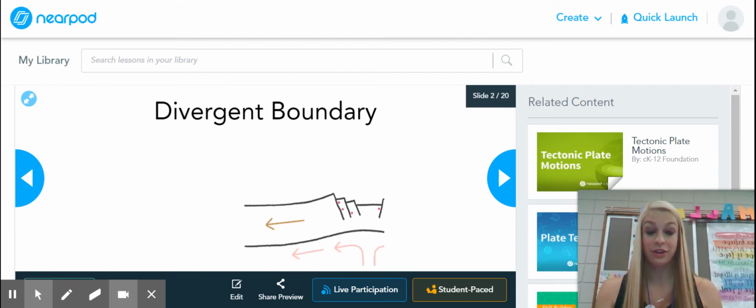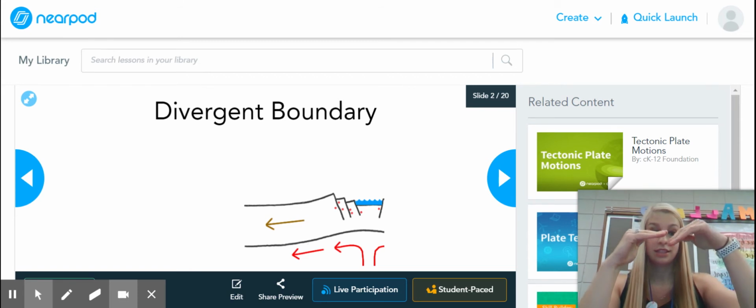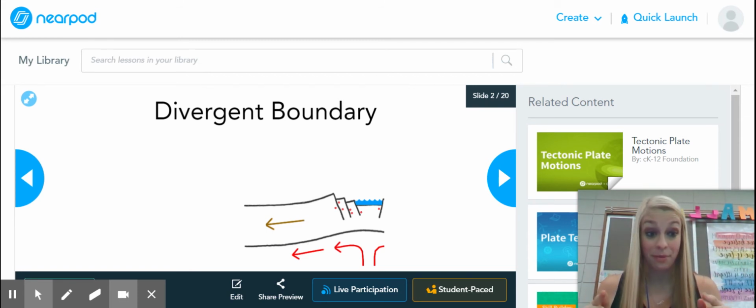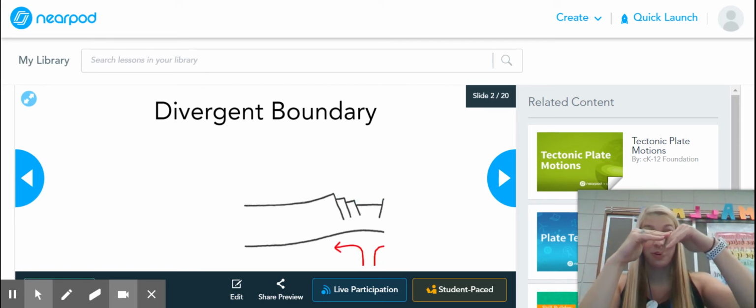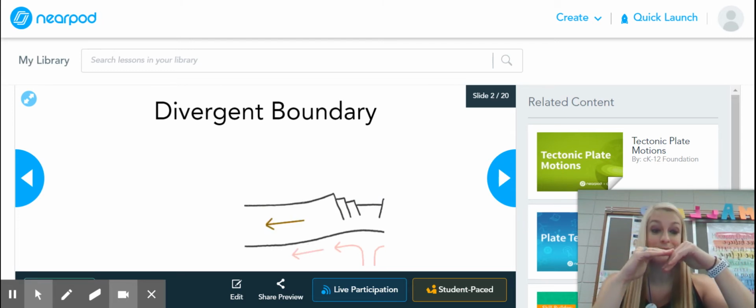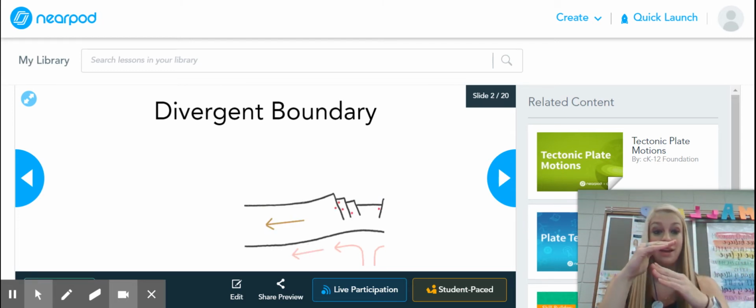And then we also learned uplift, and subduction. So remember, when we have subduction, you have extra plate down here that's melting and turning into magma, and it comes back out as a volcano.